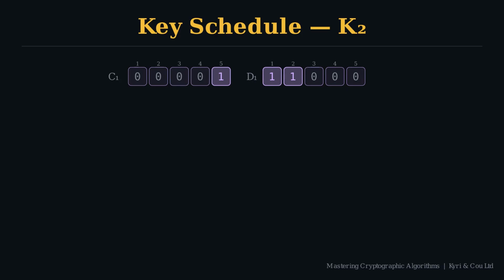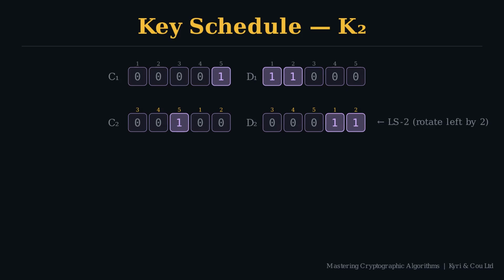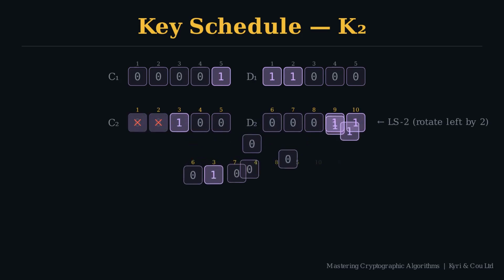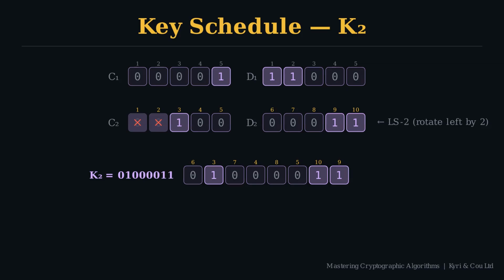K2 starts from the same place, C1 and D1, so there's no need to redo P10. This time, each half rotates left by 2 positions. C1, which was 00001, becomes 00100. Then we apply P8 again, with the same selection and the same drop. The bits have moved though, so the output is different.